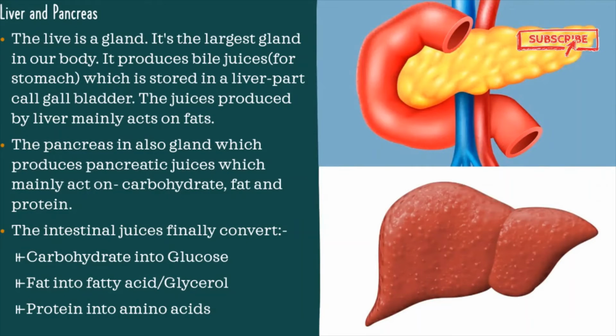In this slide we are going to mainly concentrate on the two major glands which help in the digestive system. As you can see, this is the pancreas and this is the liver. I'm sorry, guys, here I should have placed an R, but it's liver. The liver is a gland. It's the largest gland in our body. Here's the fact: it produces bile juices for the stomach, which is stored in a liver part called the gallbladder.